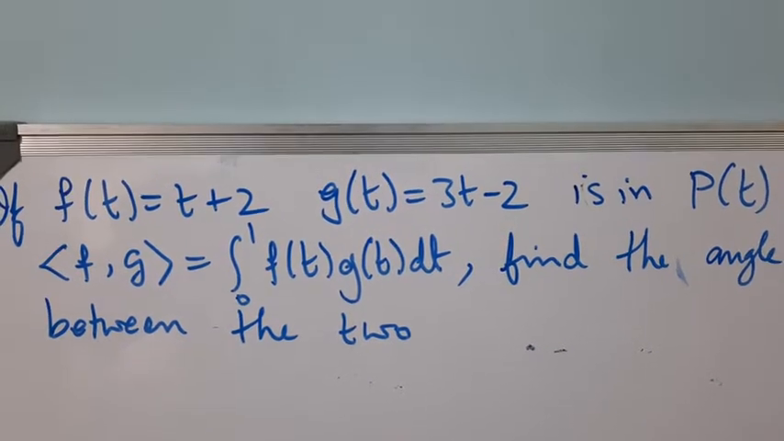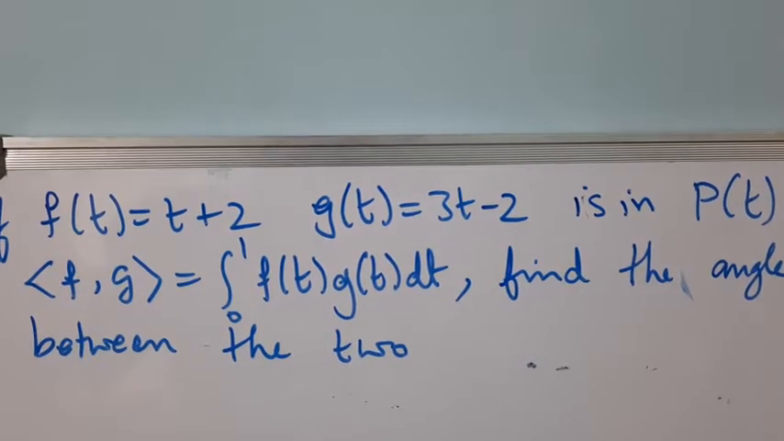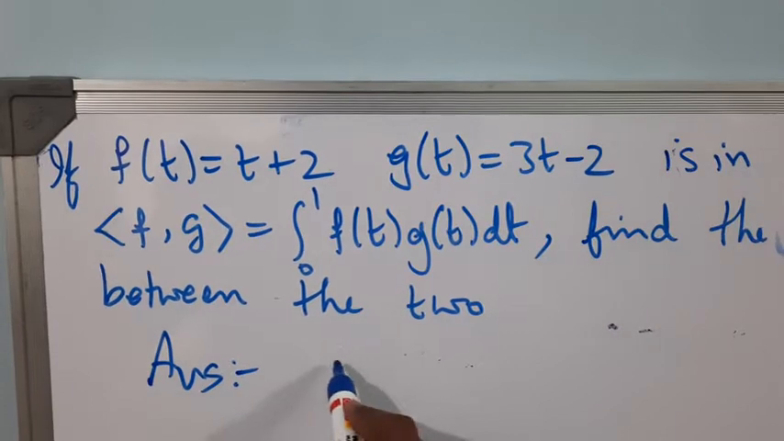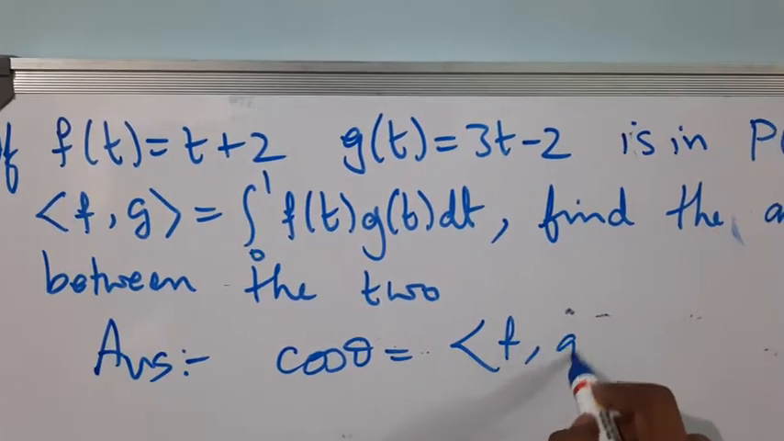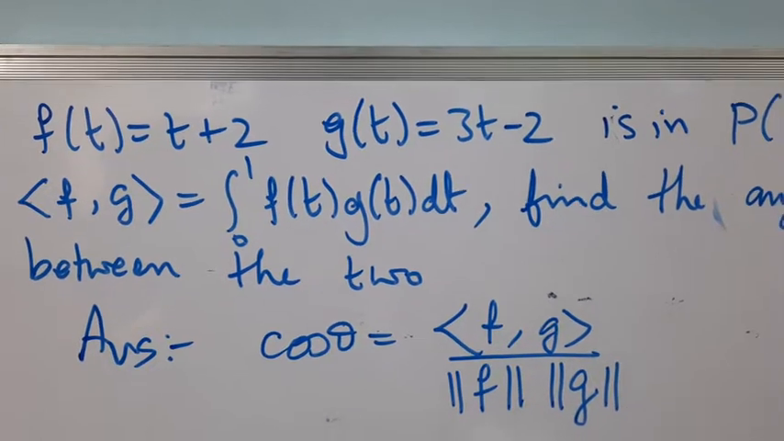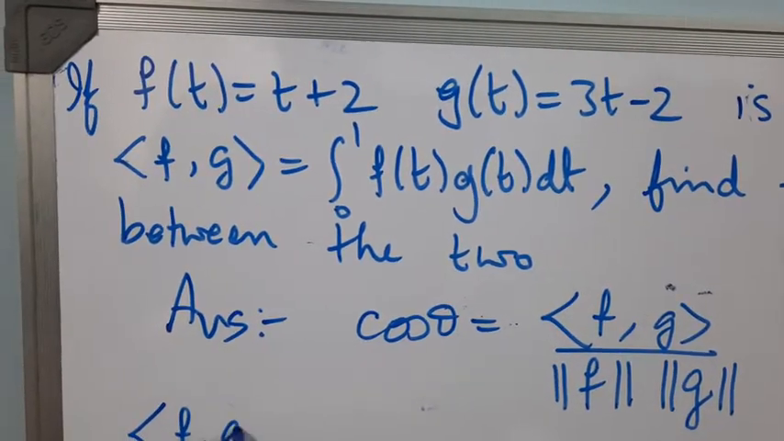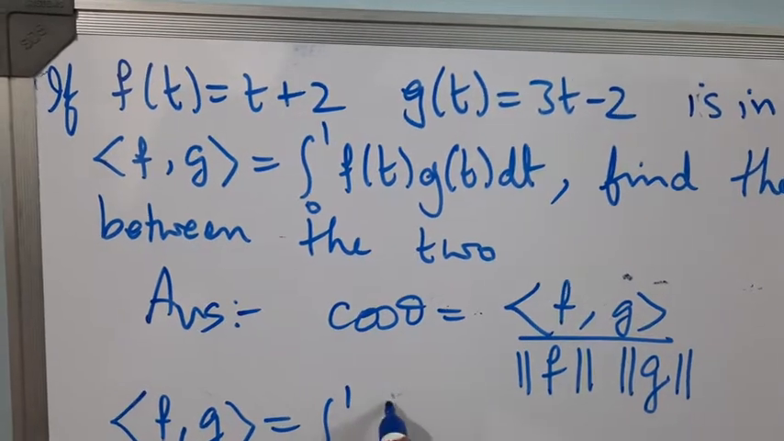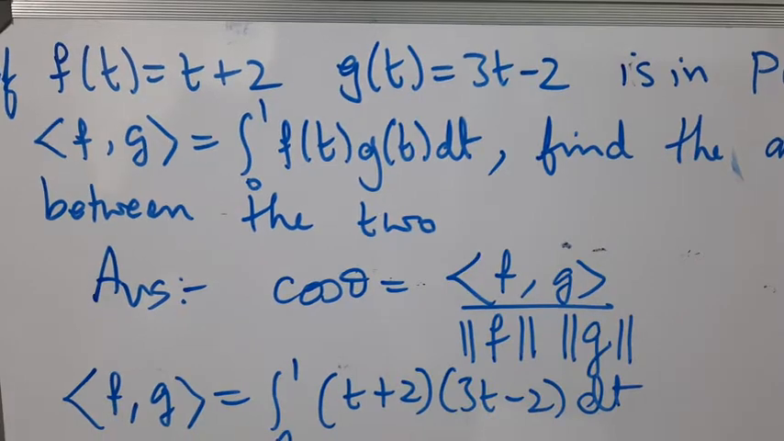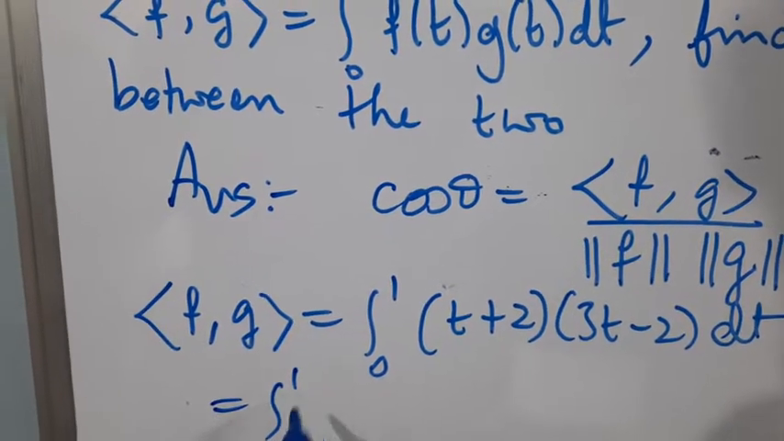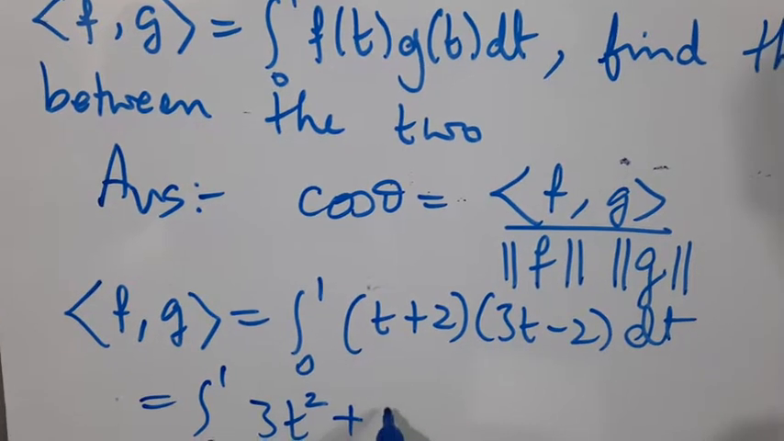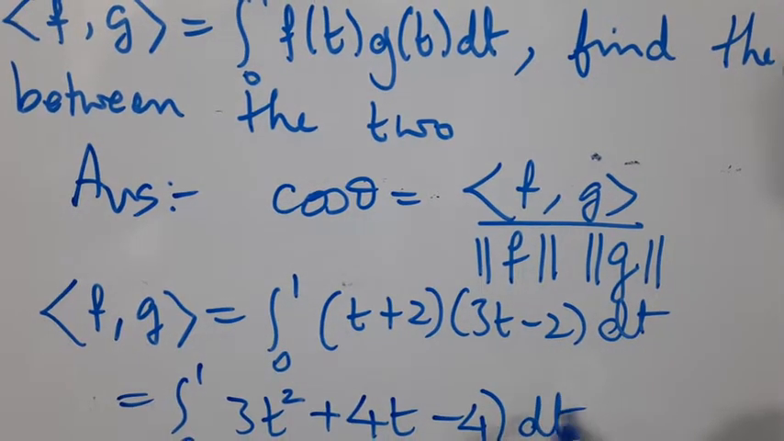In a similar manner, in this example, we consider the polynomial vector space with the inner product defined as the integral from 0 to 1 of f of t g of t. Using the same formula for the angle between the vectors, cos theta is the inner product of f and g over norm f, norm g. Now the inner product of f and g is the integral from 0 to 1 of t plus 2 times 3t minus 2 dt. This simplifies to the integral from 0 to 1 of 3t squared plus 4t minus 4 dt.